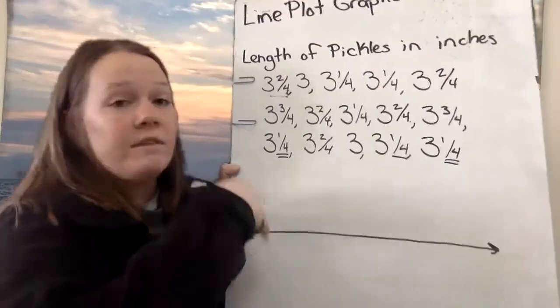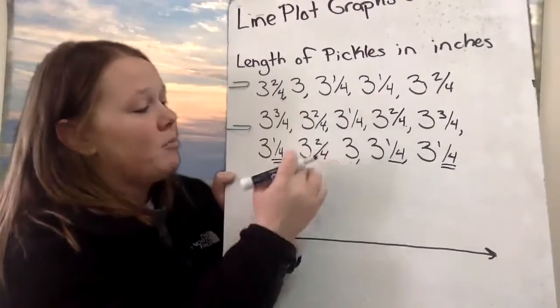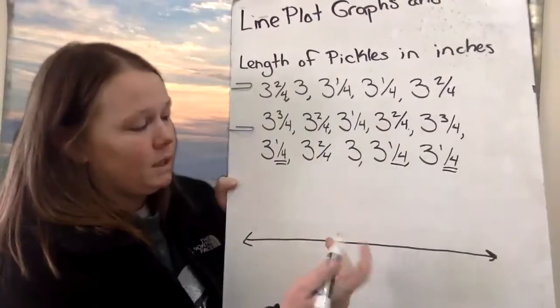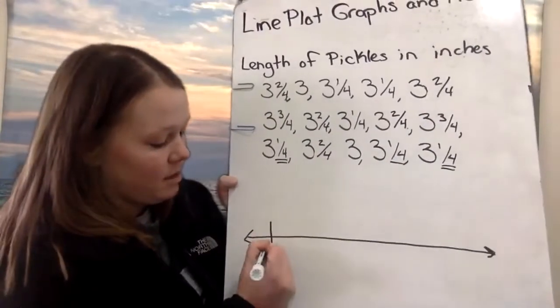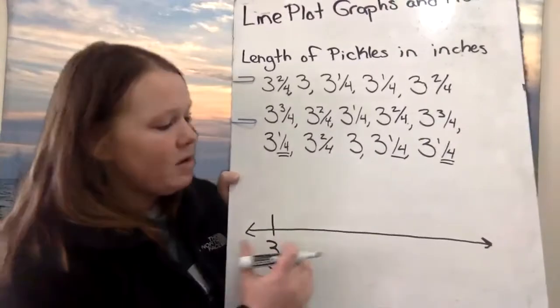All right, so here we go. I have converted all of these numbers now so that they all have a denominator of 4 at the bottom, or they just are whole numbers. So the first thing I got to do is find which one's the smallest one. Okay, well, if I have 3 versus 3 1/4, 3 is the smallest. So that's going to be the first number on my number line. So the next thing I got to do is figure out how am I going to divide these?